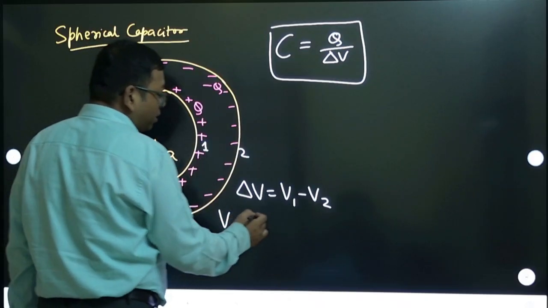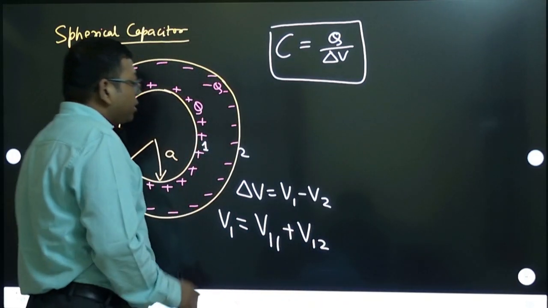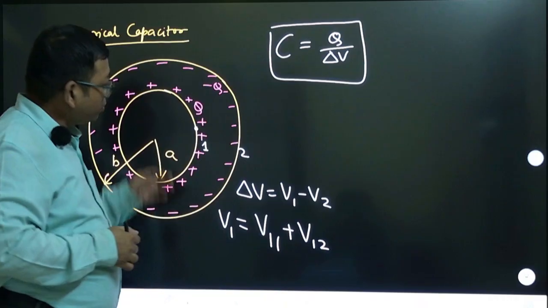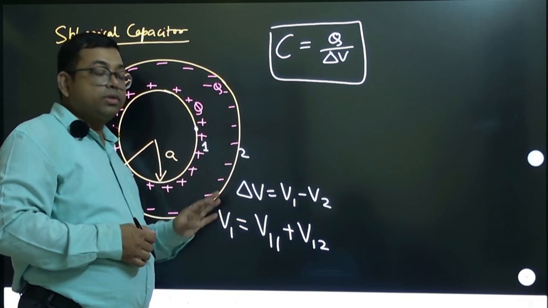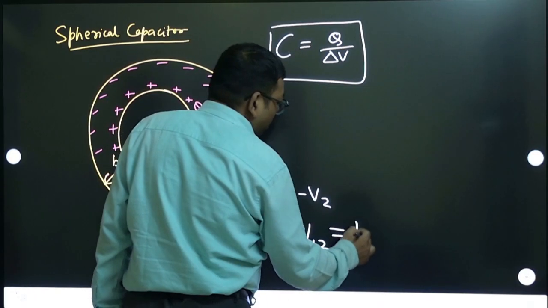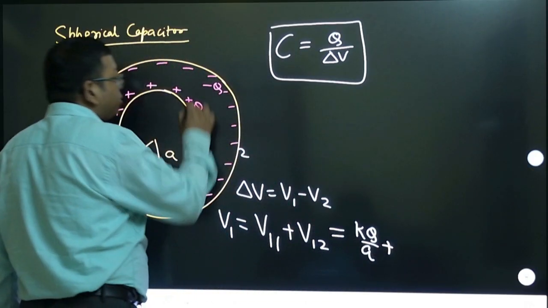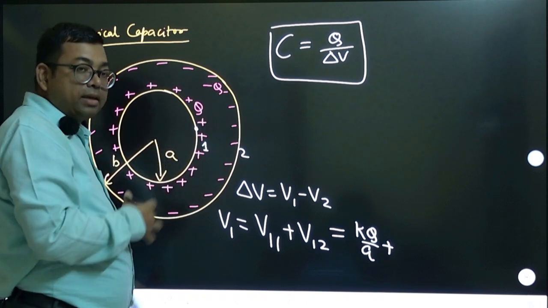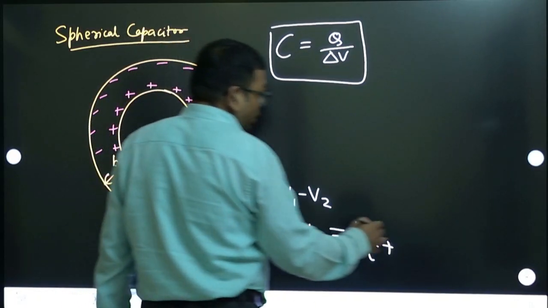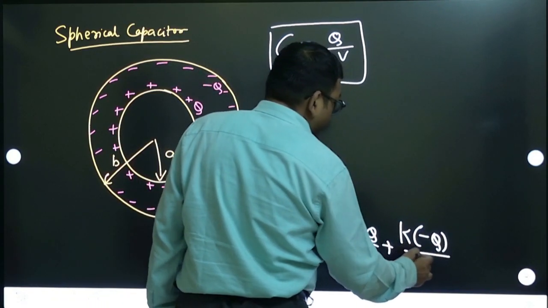So the potential of this one is the potential due to itself plus the potential due to the second charge. Its own charge is creating potential here and the outer charge is also creating potential here. So the total potential here you have to calculate using this. Potential due to its own charge is kQ by r, where the radius is a, plus the potential here due to the outer charge. This point is inside the outer surface, so it will have the same potential as at the outer surface. So k times the outer charge, which is minus Q, k minus Q by this radius b, right?